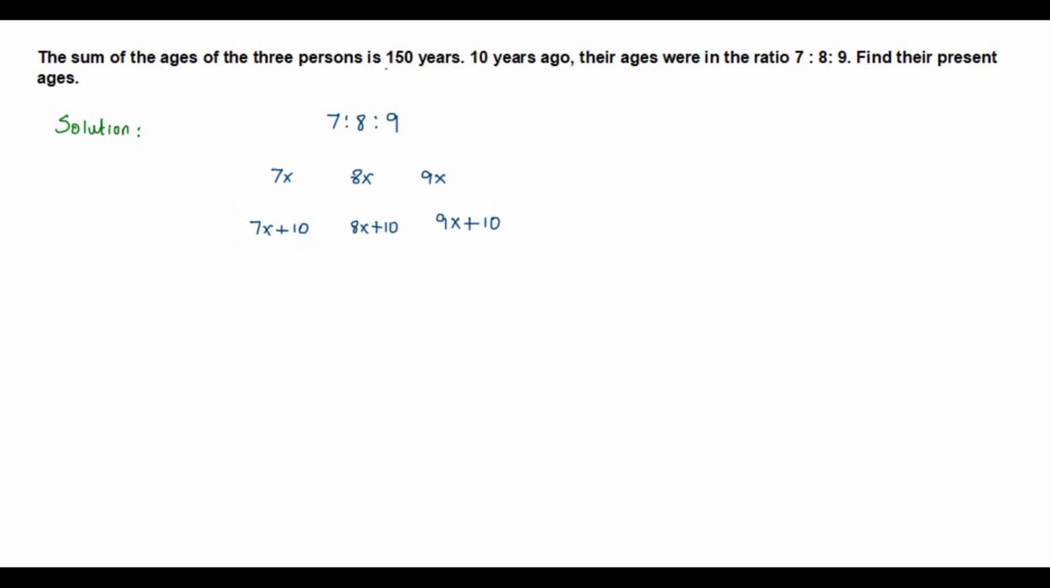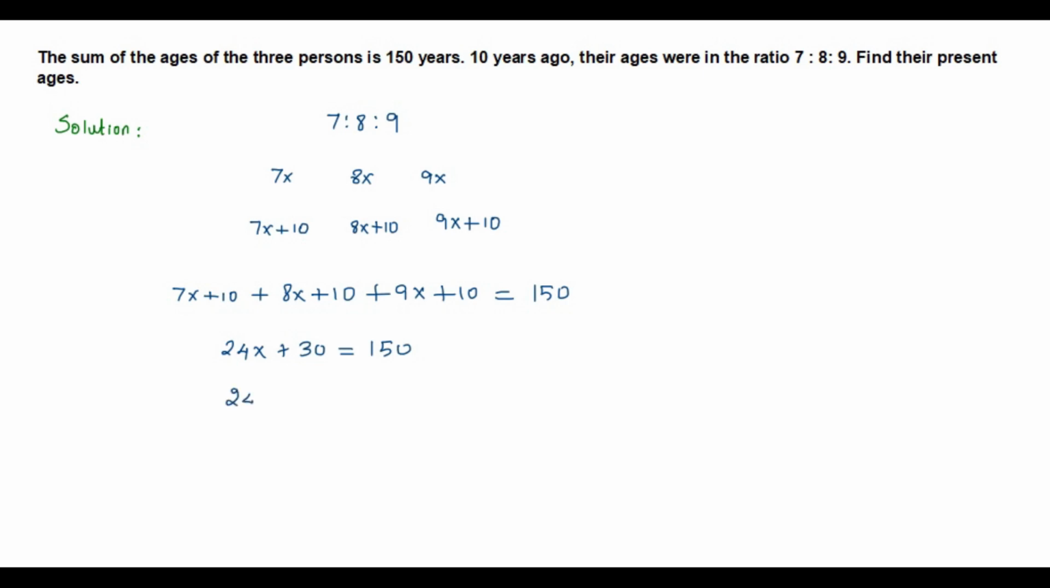And also the first sentence says the sum of the ages. In particular, the sum of the present ages of the three persons is 150 years. So we have 7x plus 10 plus 8x plus 10 plus 9x plus 10 is equal to 150. Okay, let's simplify this one and solve for x. So 7x plus 8x plus 9x is going to be 24x, plus 10 plus 10 plus 10 equals 30, equal to 150.